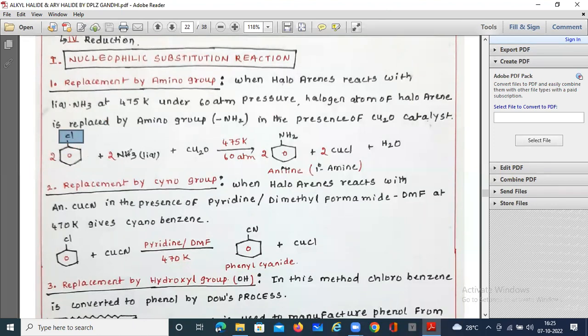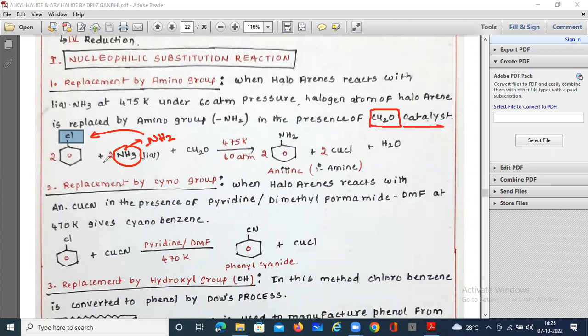Replaced by amino group means ammonia, NH3. Amino means NH2. So it is going to be replaced by what? Halogen atom. In the presence of what? Cu2O as a catalyst. This is the main important one, don't forget.